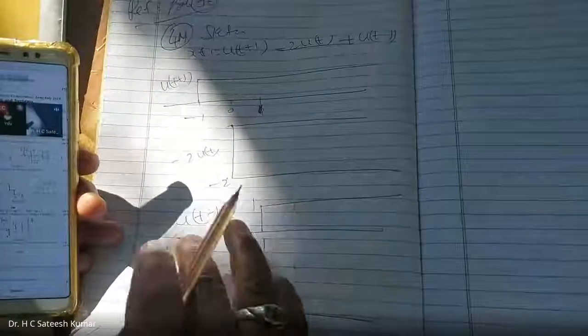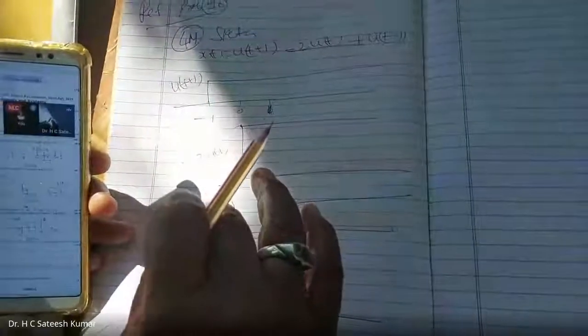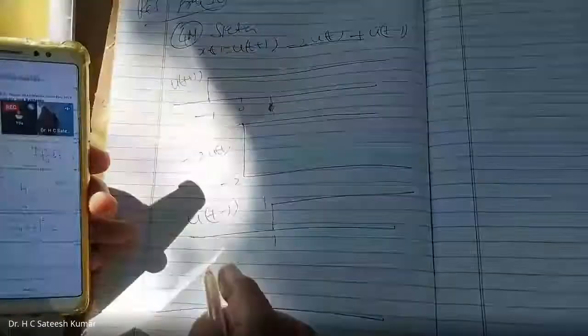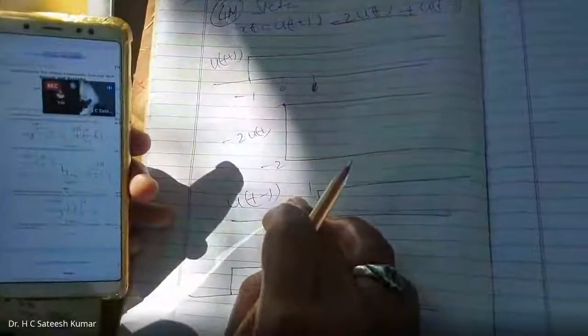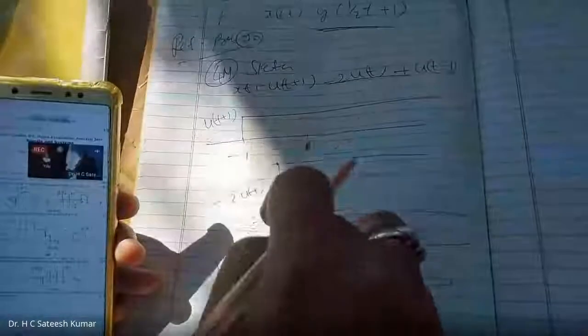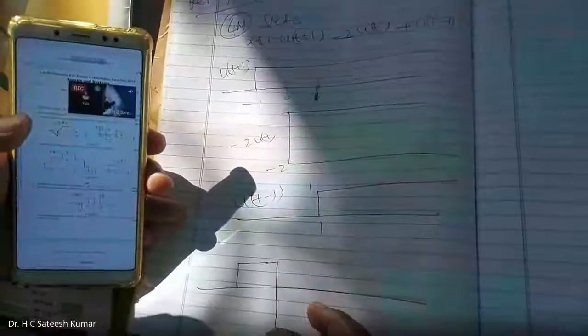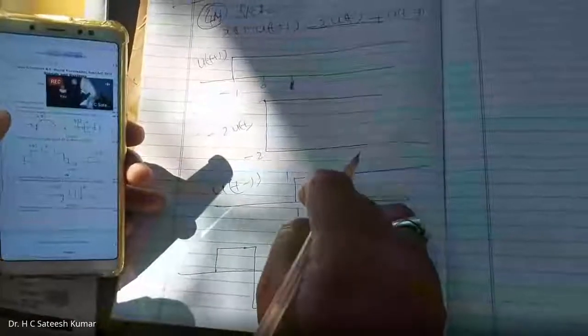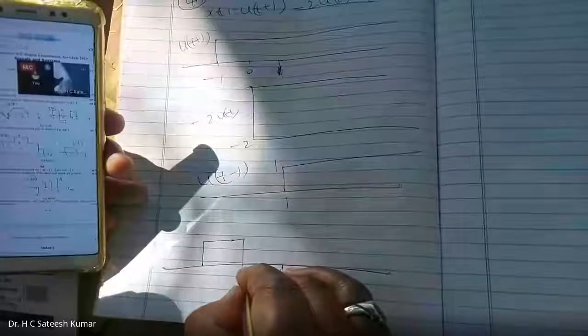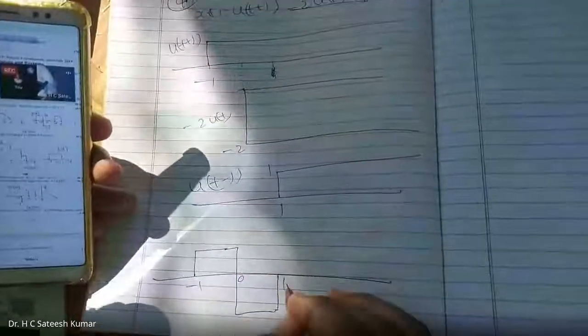My shortcut you can also use. I can add these. 0 plus 0 plus 1, so you will get 1. Now, 0 plus minus 2 plus 1 is minus 1, so you will get minus 1. Now, after this one, plus 1, minus 2, plus 1, so therefore it becomes 0. That's it. So this is 0, minus 1, plus 1.